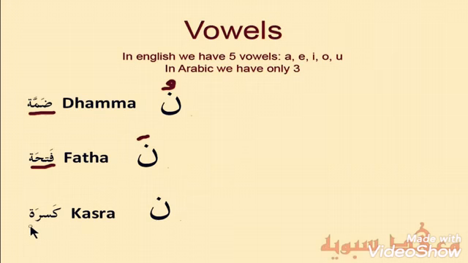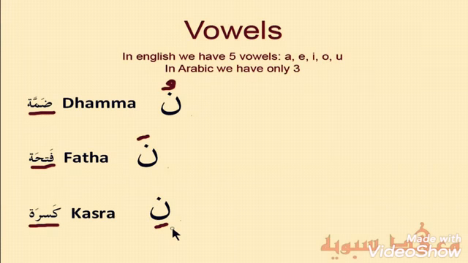Finally, we have the kasra. With the kasra, it's similar to a fatha, but it's written on the bottom of the letter, and it has an e sound. So that would be pronounced as ni. You can watch this video to listen to the letters of the alphabet being pronounced with a kasra.